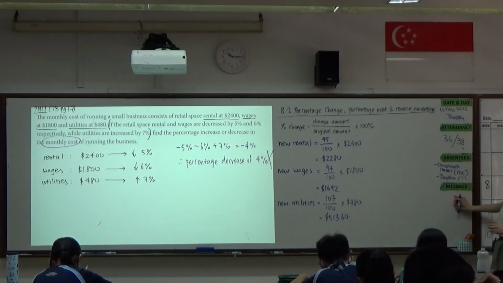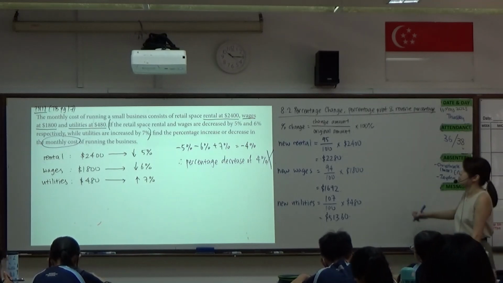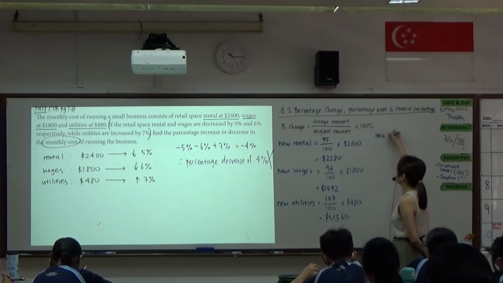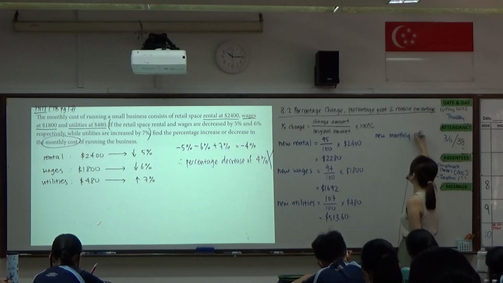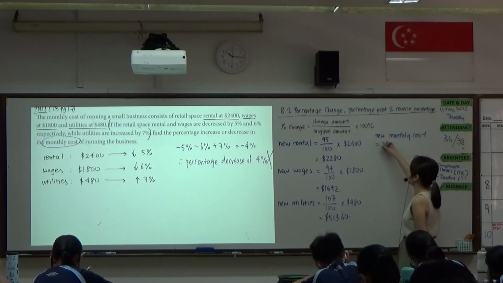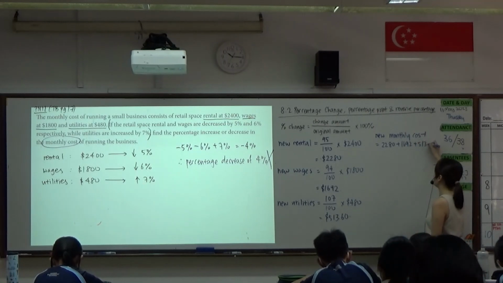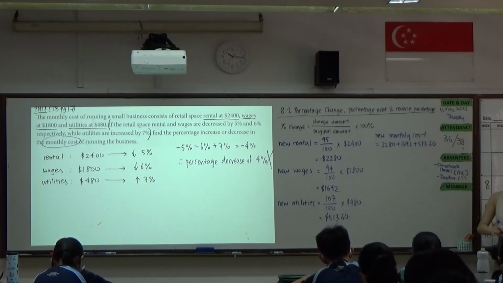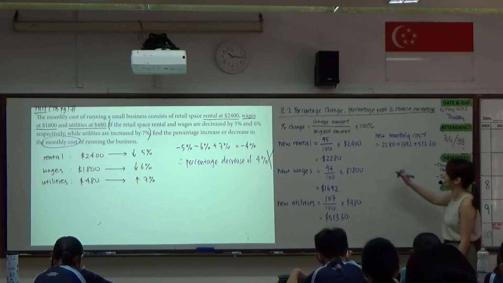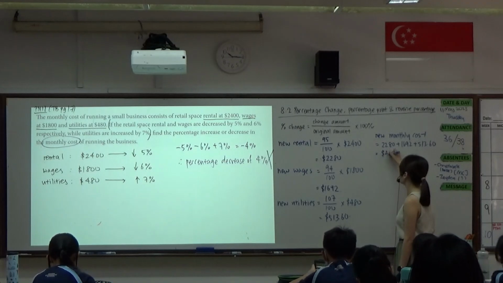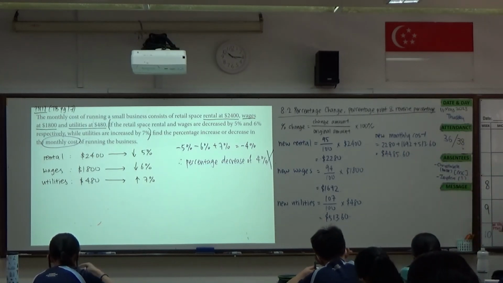So we have all these new amounts. So we can determine what is the new total cost or new monthly cost, which will be 2280 plus 1692 plus 513.60. And that would give us 4485.60. Okay?